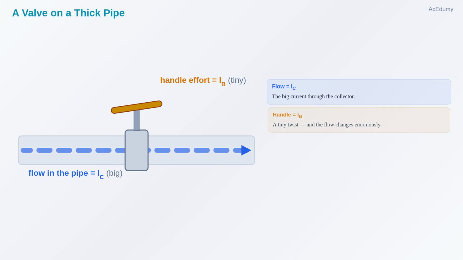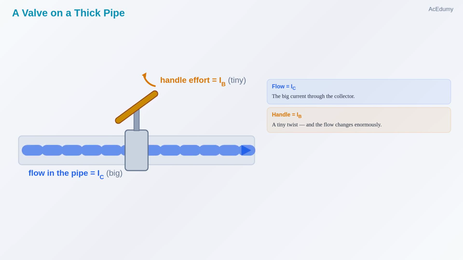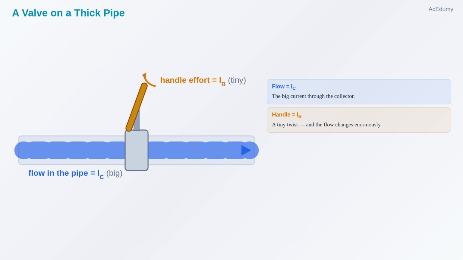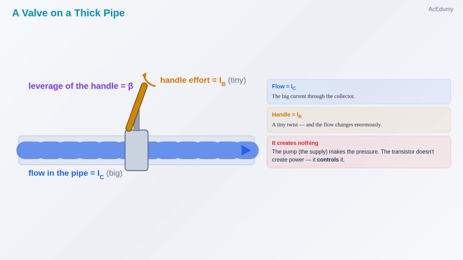So how does it actually behave? Picture a thick water pipe with a big flow running through it, and a valve on that pipe. The flow in the pipe is the collector current, the gentle force you apply to turn the valve handle, that is the base current. A tiny twist of the handle and the flow changes enormously. Notice what the valve does not do. It does not create the water pressure. The pump does that, and in our circuits, the supply does that. The transistor does not create power, it controls it. And the leverage of that handle, how much flow you command per unit of effort, that is the famous beta.